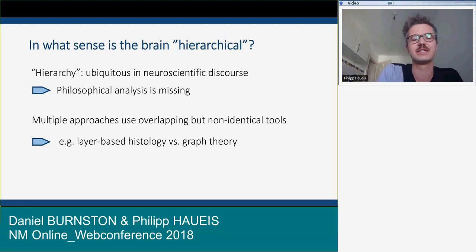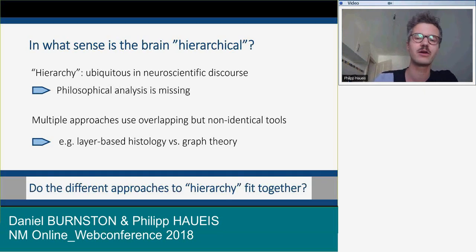These different senses arise because researchers use multiple different approaches with overlapping but not identical tools to measure hierarchy in the brain. For instance, they use layer-based anatomical histology methods or graph theoretical measures to describe the brain as a hierarchical system. And our question today is whether these different approaches to hierarchy fit together.